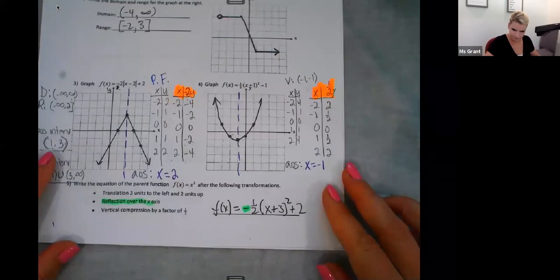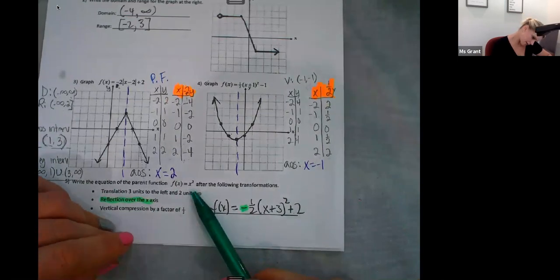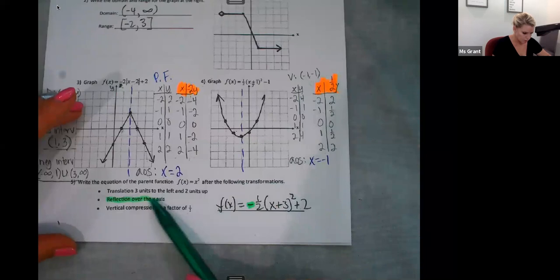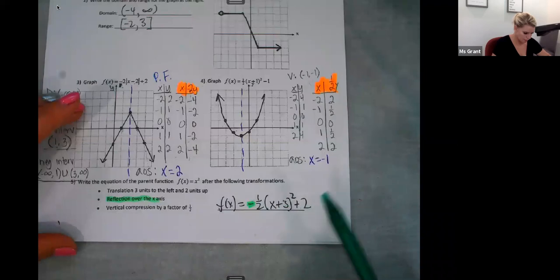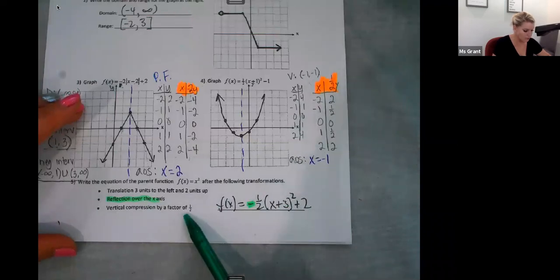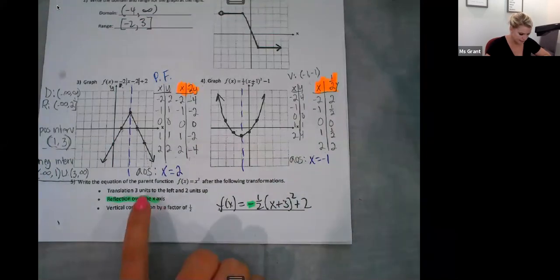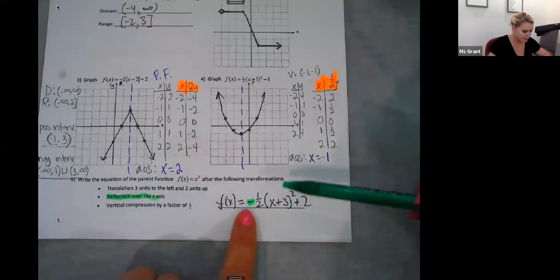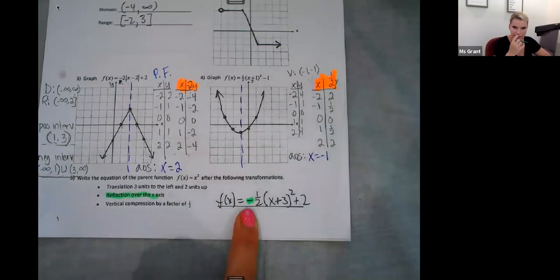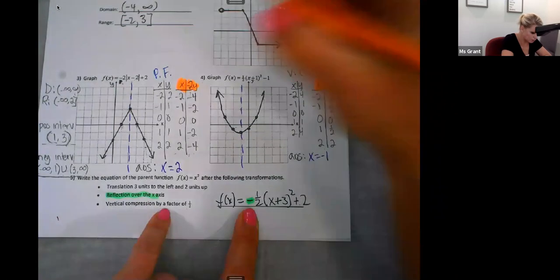Down here. Write the equation of the parent function f of x equals x squared after the following transformations. 3 left and 2 up. 3 left and 2 up. And then vertical compression, reflect over the x-axis, that's negative. My vertex is here, negative 3 comma 2. I have a negative, and then I'm compressing by a factor of a half. Okay, so this is a compression. This is a stretch.